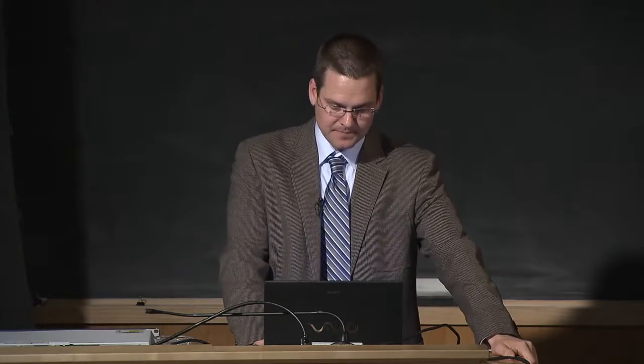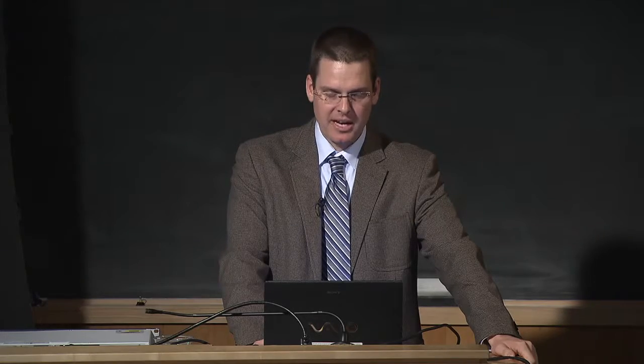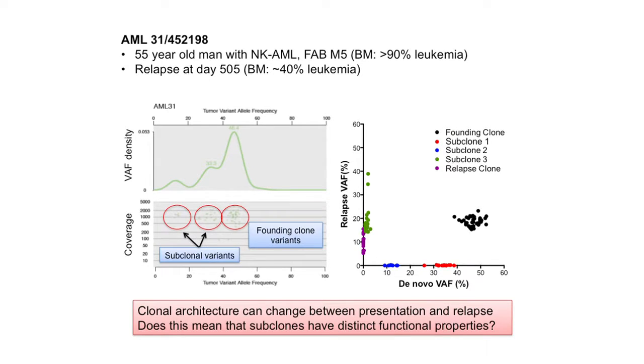Just to start, I want to illustrate the paradigm that the Genome Institute and Tim and our lab have been doing for the past few years using a case example. This is one of our favorite AMLs, AML 31. It's a 55-year-old man with monocytic leukemia. It's a normal karyotype, and at presentation, he had greater than 90% leukemia in his bone marrow. This patient did relapse after a fairly long remission. When the initial sequencing was done, we did the whole genome sequencing and then the capture validation and identified about 120 variants in the initial experiment.